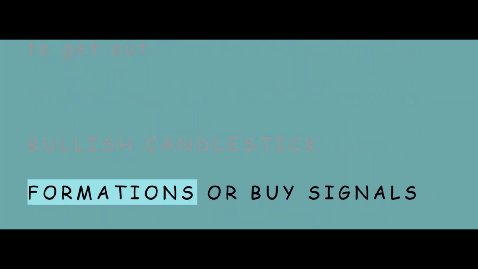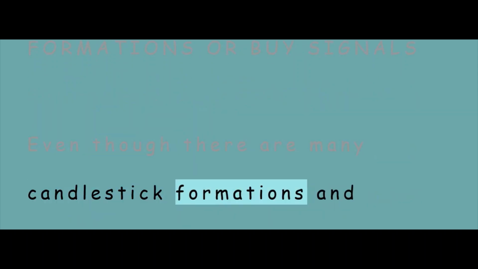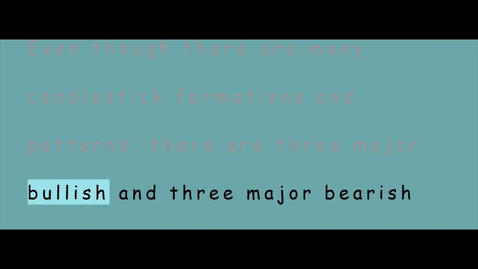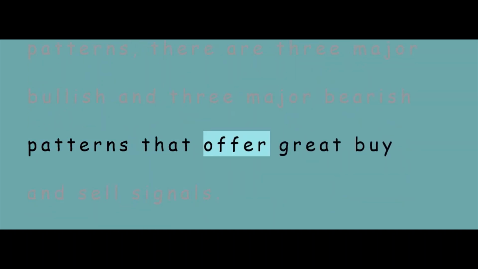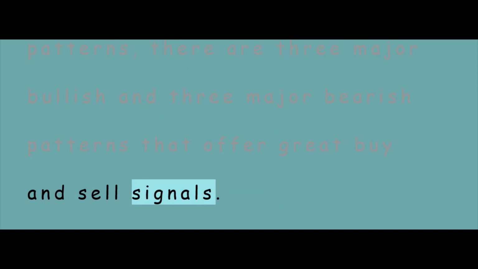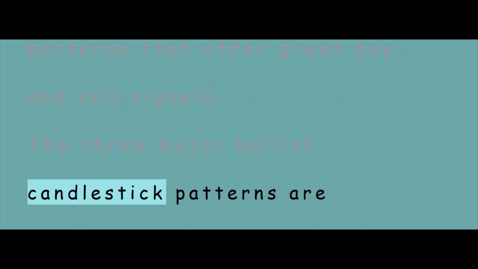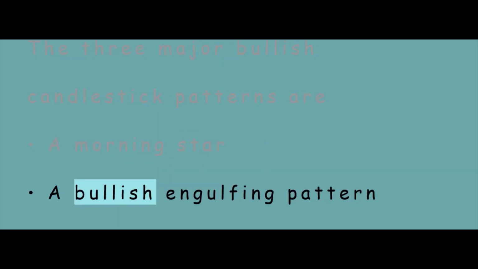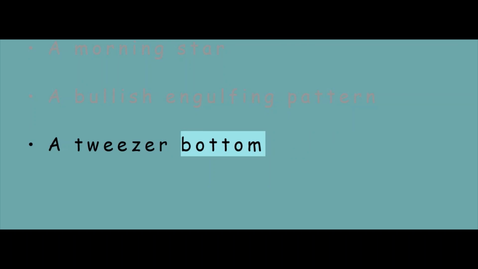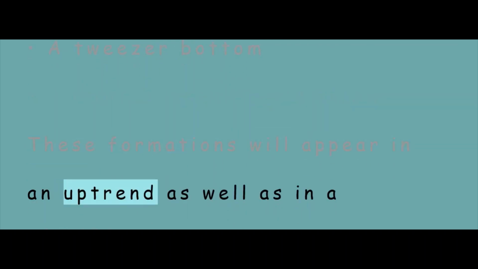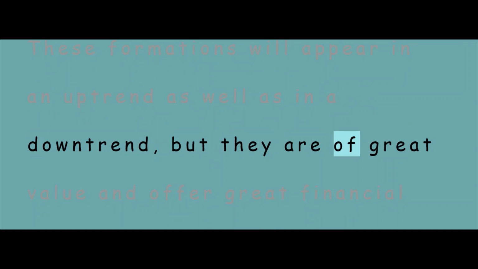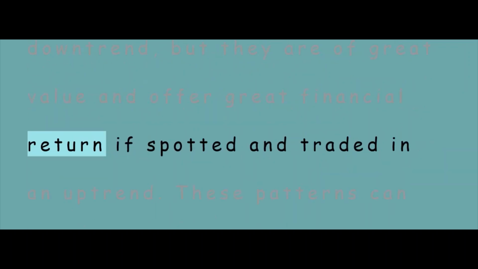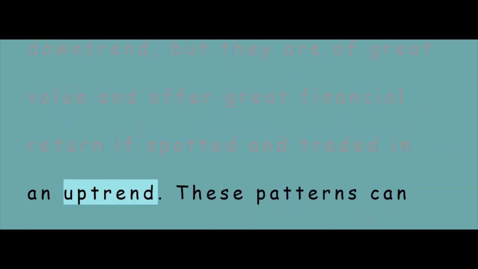Bullish candlestick formations or buy signals. Even though there are many candlestick formations and patterns, there are three major bullish and three major bearish patterns that offer great buy and sell signals. The three major bullish candlestick patterns are: a morning star, a bullish engulfing pattern, a tweezer bottom. These formations will appear in an uptrend as well as in a downtrend, but they are of great value and offer great financial return if spotted and traded in an uptrend.